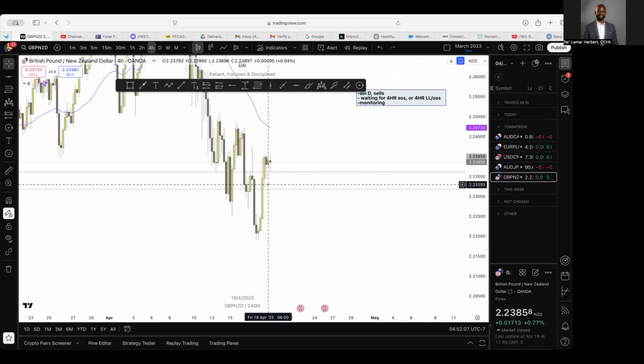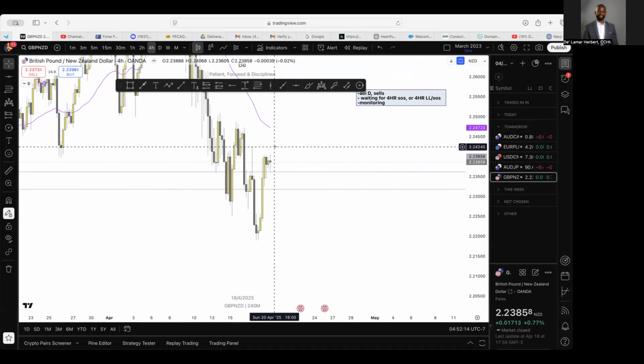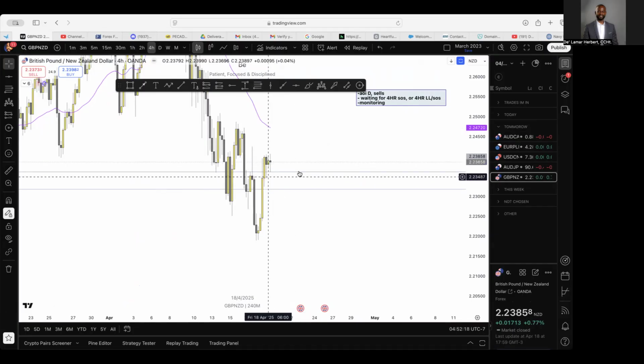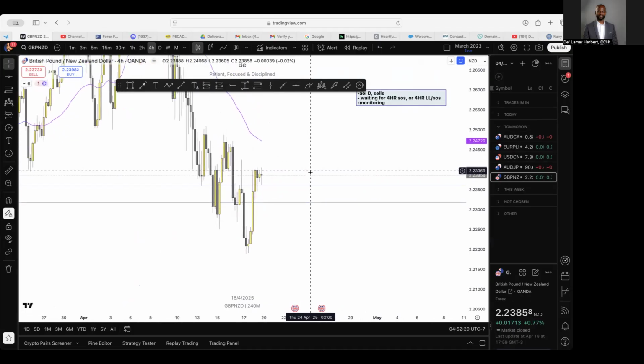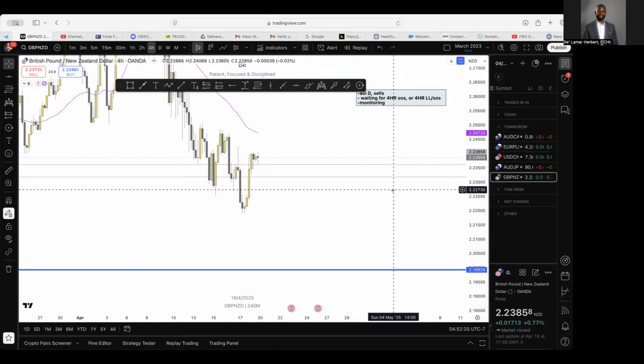We have already had our shift to structure around the 4 hour. Now we're just waiting for either another shift to structure and then a lower low, or we're looking for more of a pullback, and then we'll look into sales. And actually, what am I talking about? No, yeah, that's what I meant. I meant like low, because we're looking for sales.